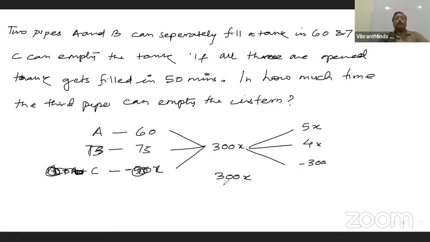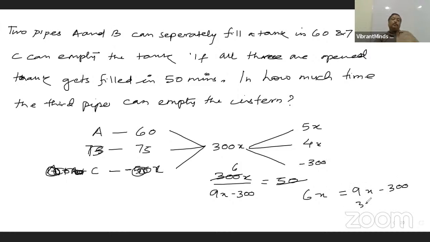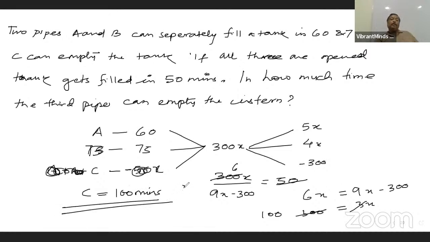So 300X by 9X minus 300 is equal to how much time? 50 minutes. Let's cancel it out. So it is 6X is equal to 9X minus 300. So 3X is equal to 300. X is equal to how much? 100. C will empty the cistern in 100 minutes. The negative sign shows emptying. Is it clear?